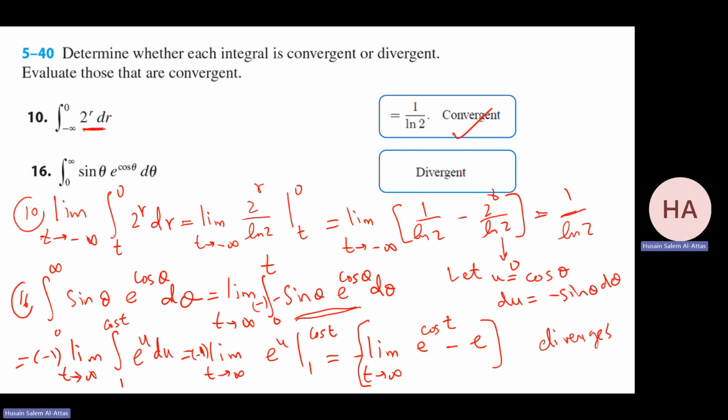Why? Because if we think about the limit as t goes to infinity of cosine t, this diverges. This limit does not exist. Why? Because I don't know where I will stop. It will oscillate. So I have e to the power something minus e. For sure it will not reach a specific value. So because of that, it diverges.